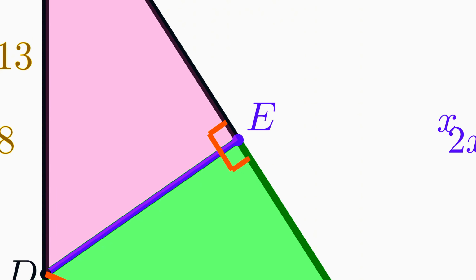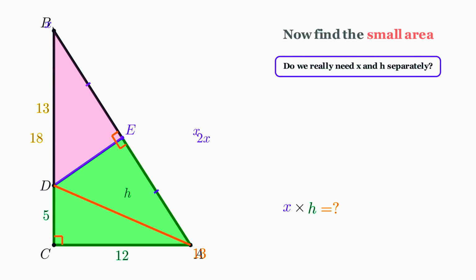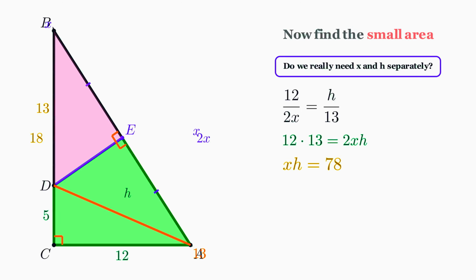They each have a right angle, and they share the same angle at B because BE lies on BA and BD lies on BC. Corresponding sides now give the ratio of 12 to 2h equal to the ratio of h to 13. Cross-multiplying gives 2h times h... that product is exactly what the smaller triangle needs for its area.